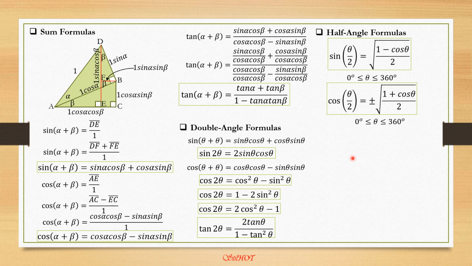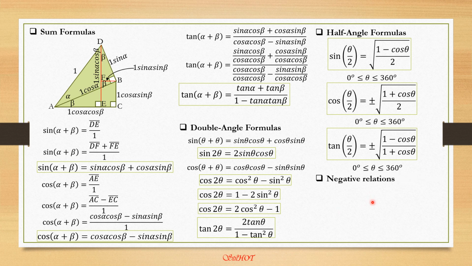Then tangent theta over 2 is simply plus minus sine over cosine. So it is plus minus the square root of 1 minus cosine theta over 1 plus cosine theta. That's for tangent theta over 2. That's it, for 0 less than theta less than 360 degrees. Then we have negative relations. Remember, positive angle is counterclockwise, like that. So clockwise angle is negative.